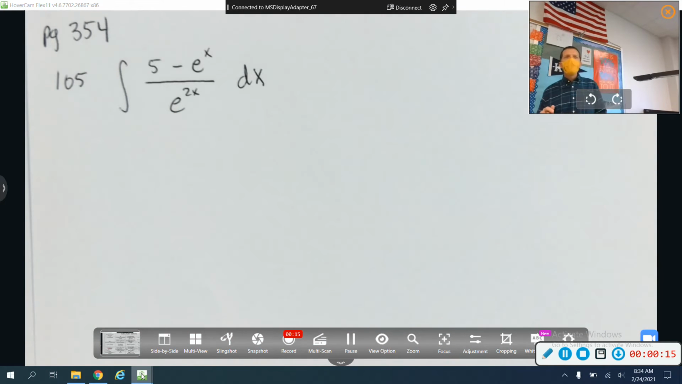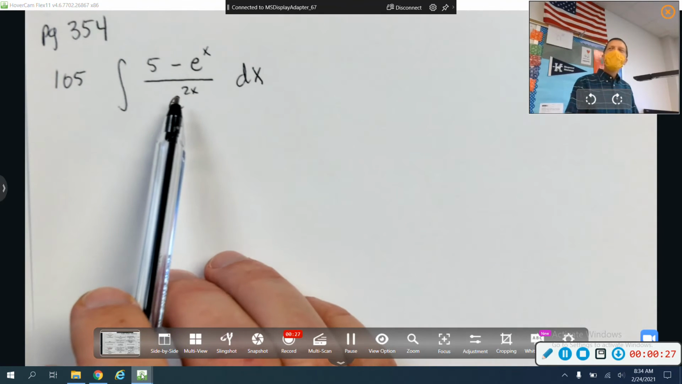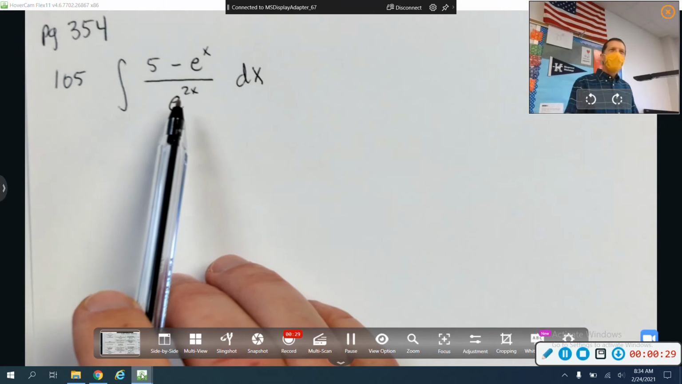Did you have an idea of what to do first on number 105? Mr. Wall, let me tell you something. No clue what I was doing. No clue. We did an example kind of like this one. Let's do algebra first.